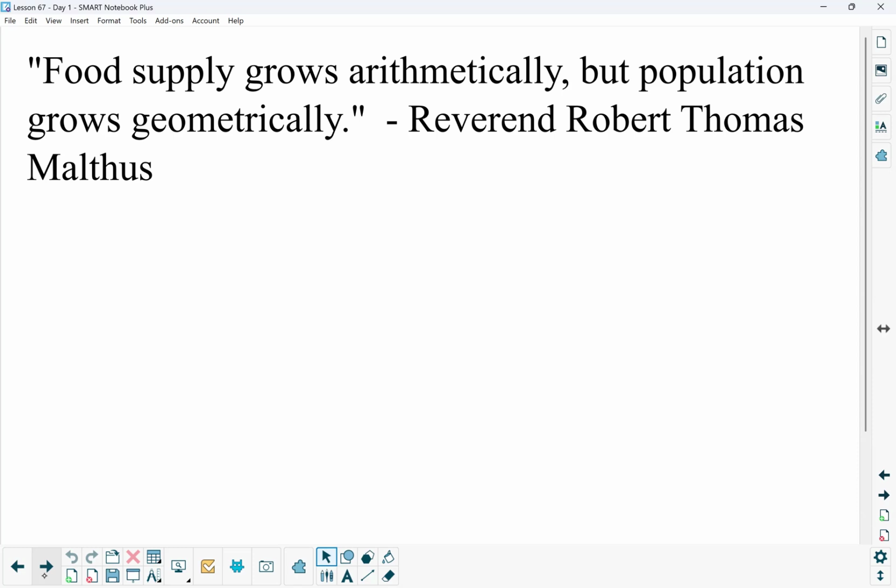As I said, today we're going to look at this thing called arithmetic growth. We will look at geometric growth on Tuesday. So, something to look forward to.